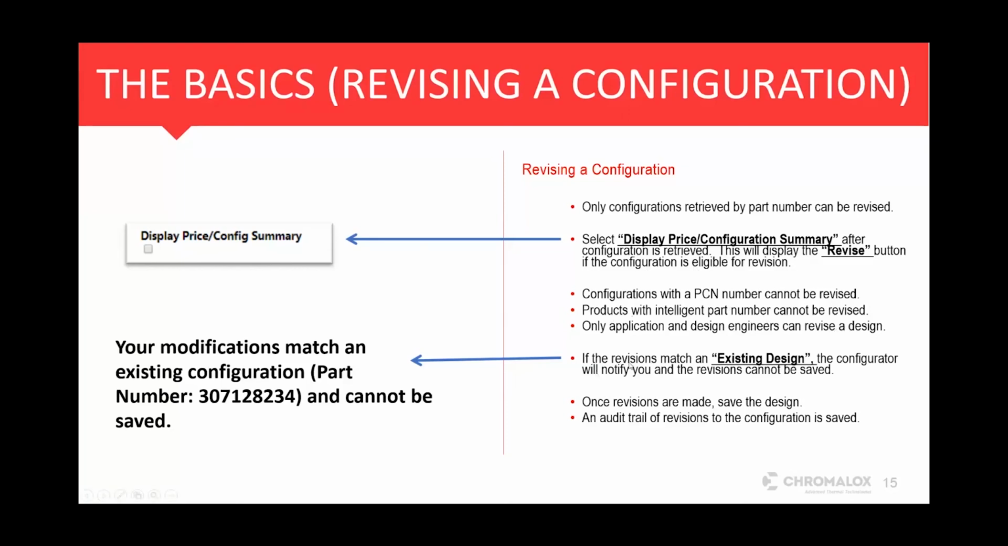If your revision matches an existing design, the configurator will notify you and the revisions cannot be saved, and you will get a message just like this. It'll tell you what I just said, and it'll give you the part number that it matches. Once revisions are made, you just save the design, just like a new design, same process, and an audit trail of the revisions to the configurations is saved. So if something's revised 5 times, Mark and I can look it up and work our way back and tell you what each revision entailed.